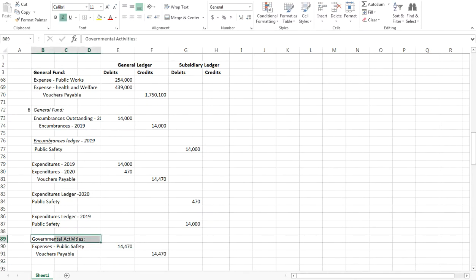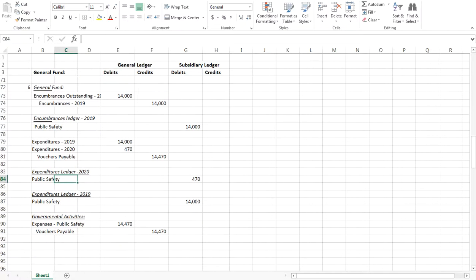Go back, make sure you understand where we are when we do these. It's so important that you get a good handle on where we are when we're making these entries. General fund versus governmental activities, subsidiary versus general ledger. And then finally, not finally, there's two more.